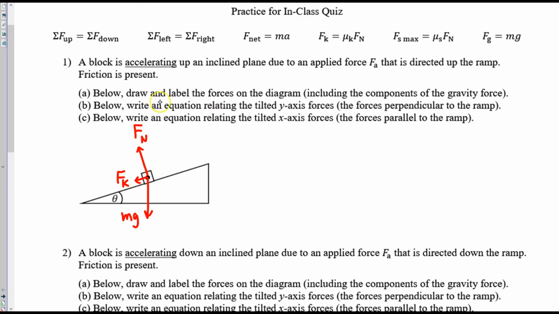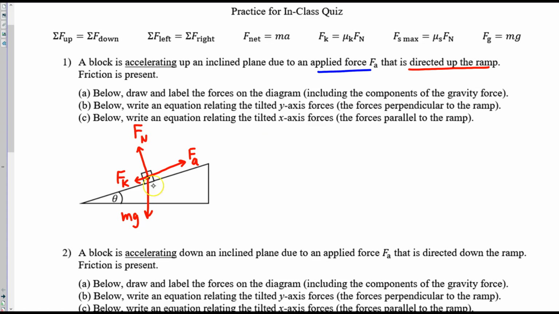Now, we want to draw the applied force because they do say there's an applied force for this one. So let me add that to my picture. The applied force, they say, is directed up the ramp. Okay, the applied force is something like this, maybe. The applied force will always be parallel to the ramp in these problems.